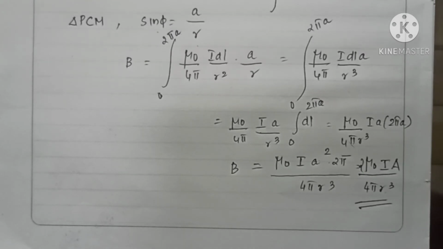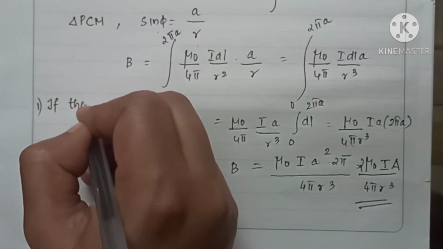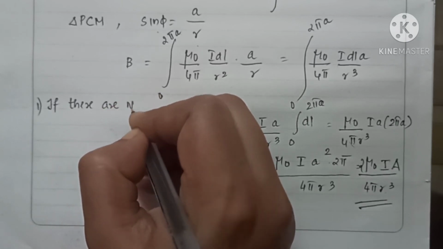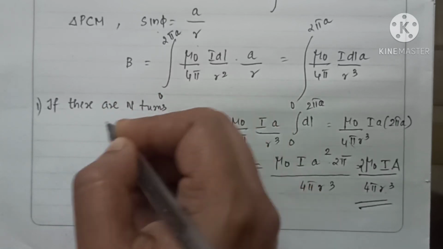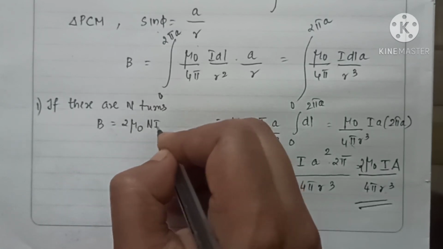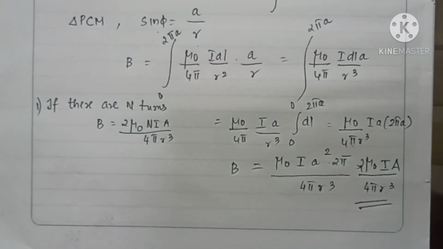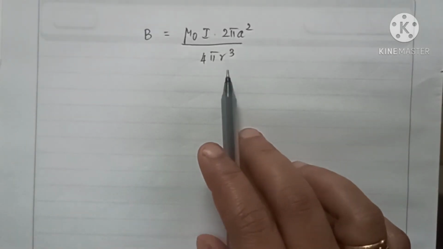Here we have to note a few more things. The first one is, if there are n number of turns, how will this equation change? B is equal to 2 mu 0 n I A divided by 4 pi r cube. 2 mu 0 n I A divided by 4 pi r cube. Okay.